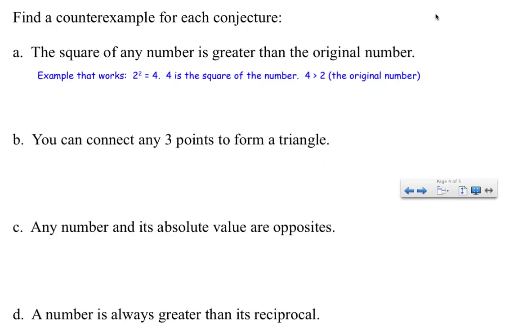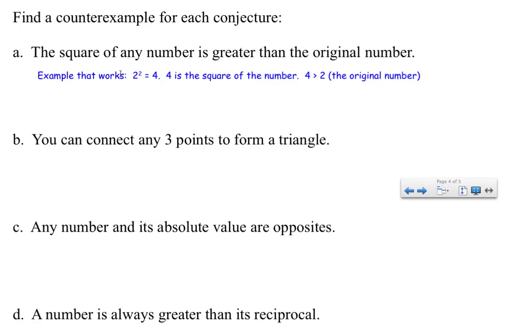Okay, in the next one, we're working with counterexamples. So I'm going to say something, and you're going to try and come up with a number or answer that proves the counter. So the square of any number is greater than the original number. So I walk in, I say, listen, the square of any number you do is always greater than the original number. And for this one, I know sometimes you might not be, kind of asking, what does that mean? I showed an example that works.